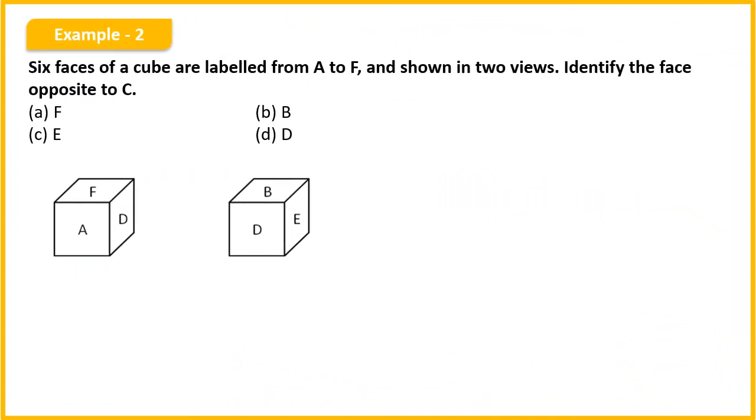Second example, 6 faces of a cube are labeled from A to F and shown in 2 views. Identify the face opposite to C. So from the available 2 views, we can identify the common face at first and it is D. So what cannot come opposite to D? A cannot be there on the opposite side of D. F is not there on opposite of D. Even B and E are shown adjacent, so they cannot be opposite. So one face we are left with which will come opposite to D, and that is C. So here it is asked to identify the face opposite to C, which is D.